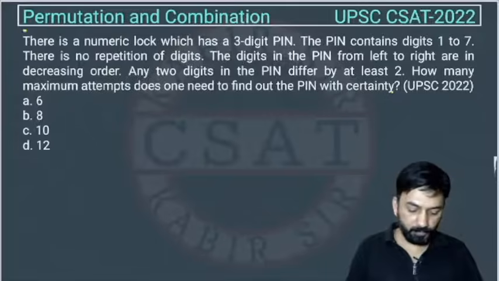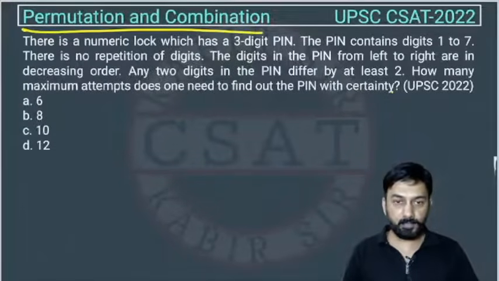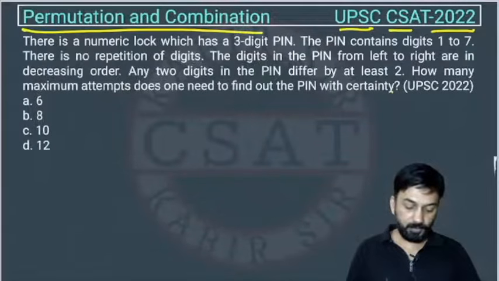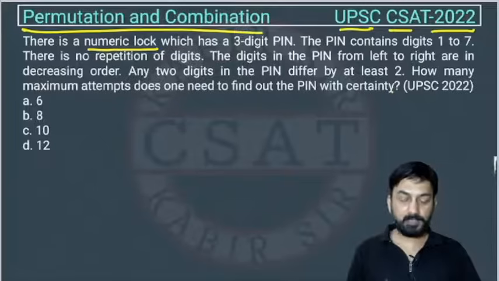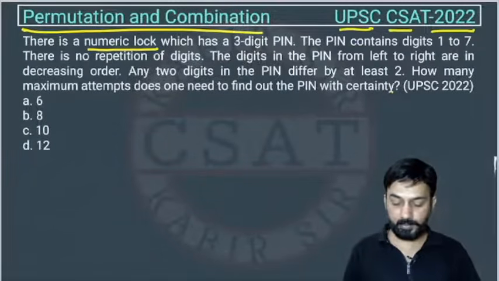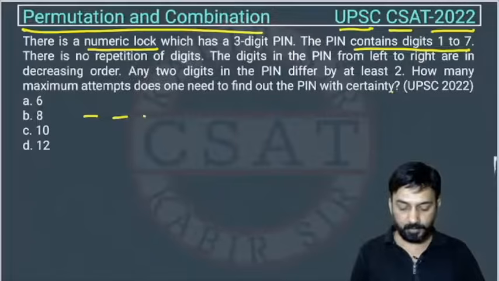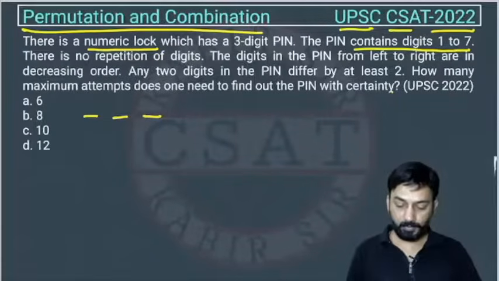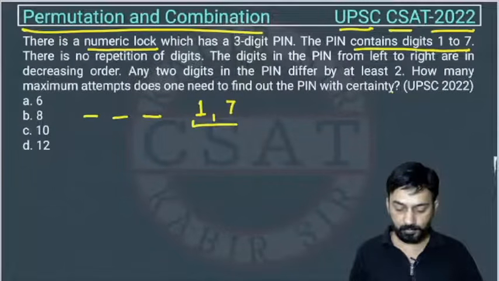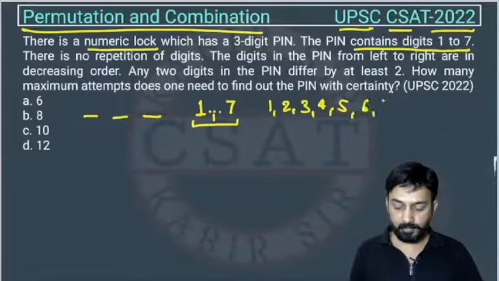this is a question from the Permutation and Combination chapter asked by UPSC in their CSAT paper of 2022. There is a numeric lock which has a 3-digit pin. The pin contains digits 1 to 7, right? So there is a lock. To open it, we need to use one pin, and this is a 3-digit pin, right? And the digits can be from 1 to 7, right? So 1 to 7, right? So how many digits are there? 1, 2, 3, 4, 5, 6, 7, right?